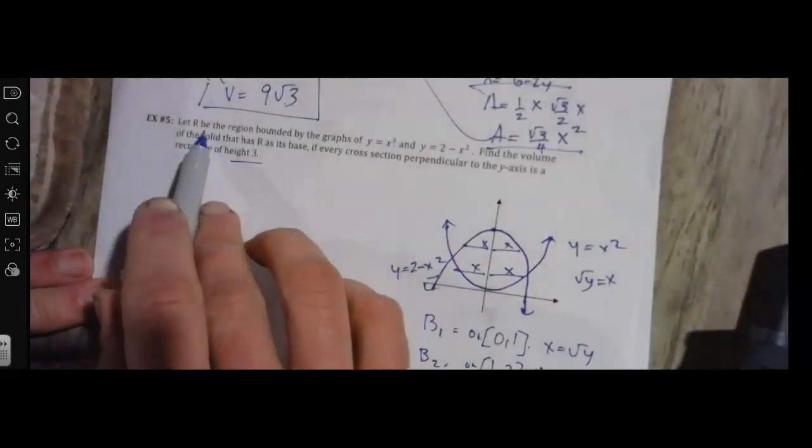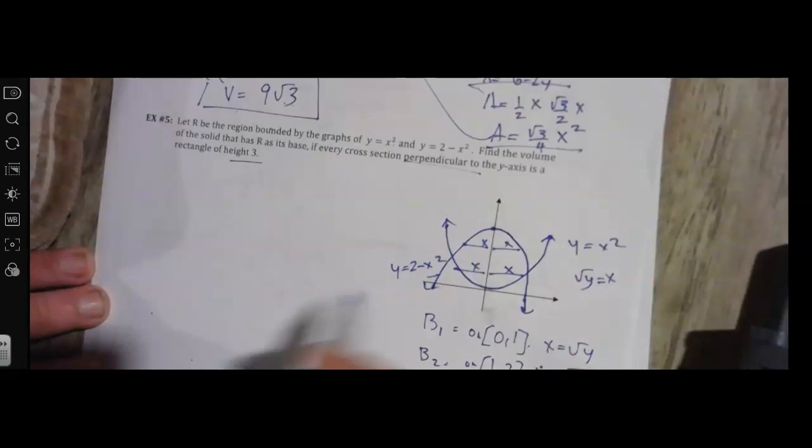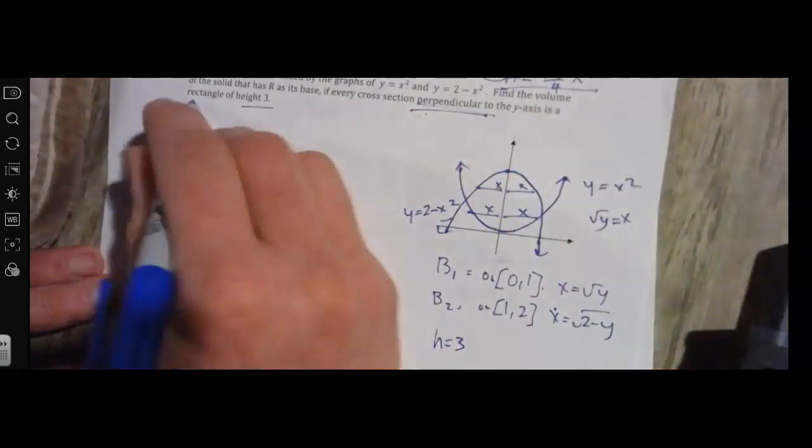Alright, so in this last one here, we're looking for R, the region bounded by the curves y equals x squared, this parabola facing up, and then a downward facing parabola, y equals 2 minus x squared. And so it's this area in here that we're going to integrate to find the volume. Every cross section is perpendicular with respect to the y-axis, and the height is 3, so we know the height is equal to 3. And it says rectangles.